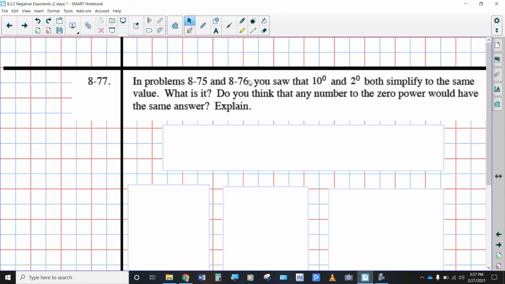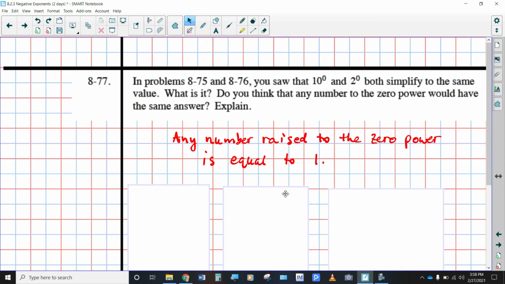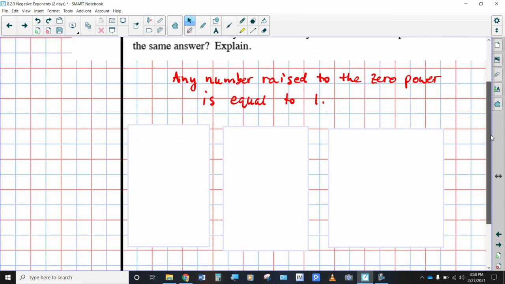All right, so in problems 75 and 76, we saw 10 to the 0 and 2 to the 0, both simplified to the same value. What was that value? Well, anything to the 0 power is always going to be equal to 1. Write that down, put stars and fireworks and whatever. It's a very important concept to understand.